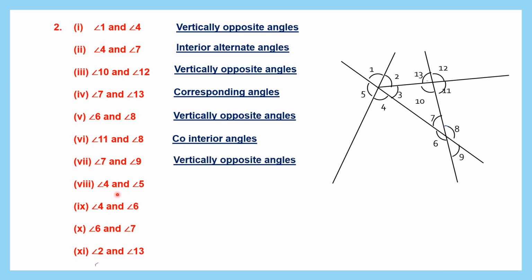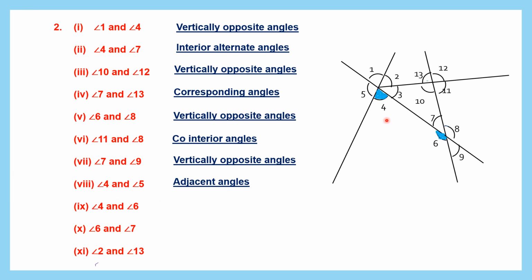Next we have angle 4 and angle 5. Where is it? Angle 4 and angle 5. So we have those two angles here, and they are on the same straight line. They have a common arm and they have a common vertex. So these are adjacent angles. Angle 4 and 5 are adjacent angles.